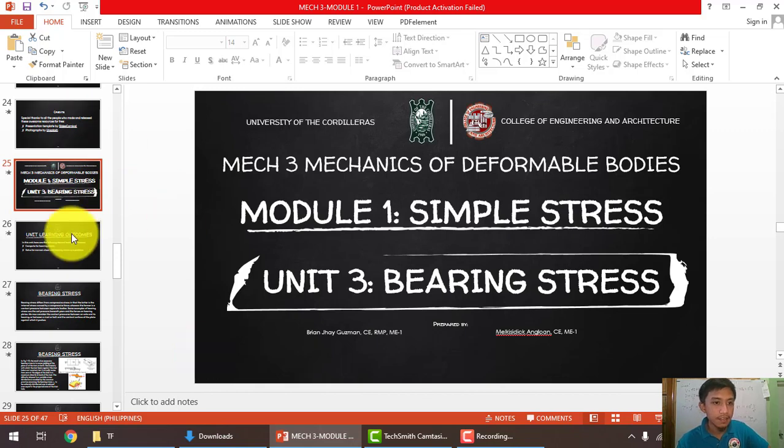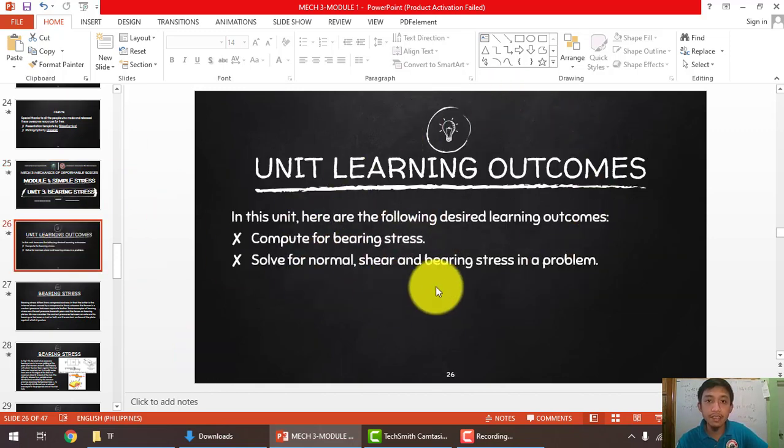Okay, so in this unit, this is our learning outcome. First is for us to compute for bearing stress, and then solve for normal, shear, and bearing stress in a problem. So we will first introduce ourselves to bearing stress. Let's define it by means of the formula and an example, and then later mix that together with normal stress, shear stress, and of course bearing stress.